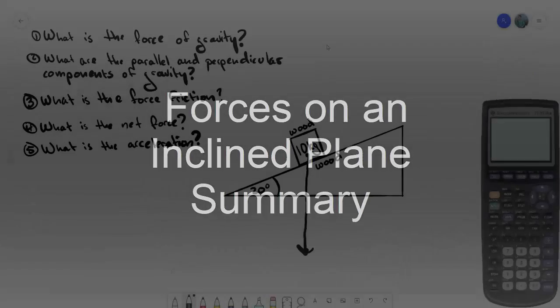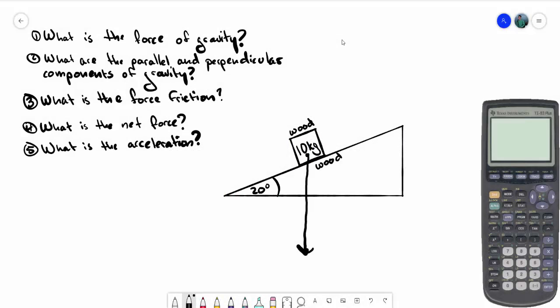Hi everyone, let's take a second and look at a sample inclined plane problem. This problem is broken up into several sections, similar to how Regents questions are set up. First question is, what is the force of gravity? Second, what are the parallel and perpendicular components of gravity? Third, what is the force of friction? Fourth, what is the net force? And lastly, what is the acceleration?